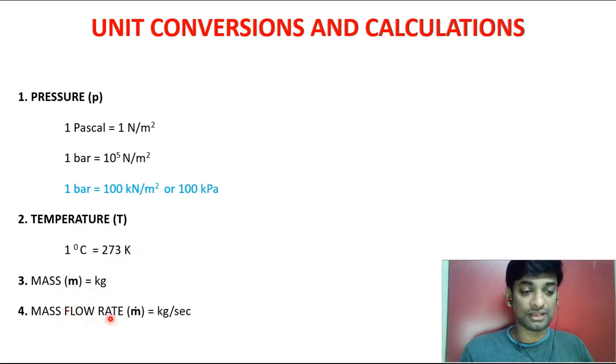Next one is mass flow rate, that is m dot. A dot is placed over the m. Look at this. Mass is written as kilogram. Mass flow rate is written as kilogram per second. The reason is mass with respect to rate, that is with respect to time. Since the time is involved, you have to represent the mass flow rate as kilogram per second. In the problem, the mass flow rate may be given in kilogram per minute or kilogram per hour, but you should always convert the mass flow rate into kilogram per second.